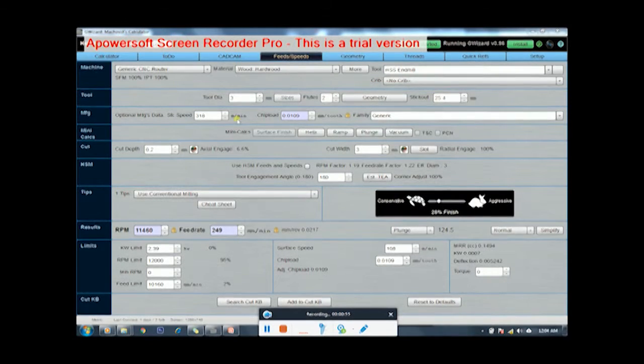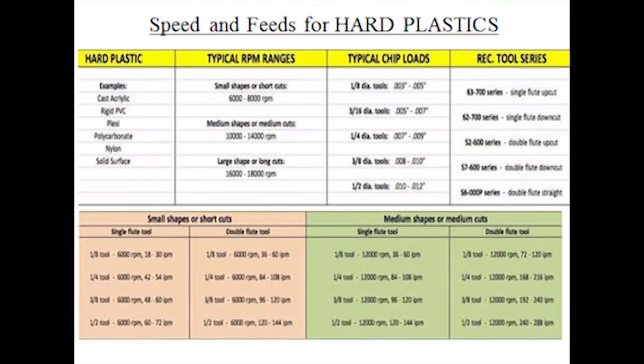In the G-Wizard software, I have defined the surface speed, chip load, tool dia, tool and material, and we get the value of 11,460 RPM and the feed rate of 249.6 mm per minute. Now moving toward the hard plastics: rigid PVC, plexi, polycarbonate, nylon. The spindle speed is 6,000 to 8,000 for small shapes and 10,000 to 14,000 for medium shapes, but we have a limit of 12,000 RPM with the machine.